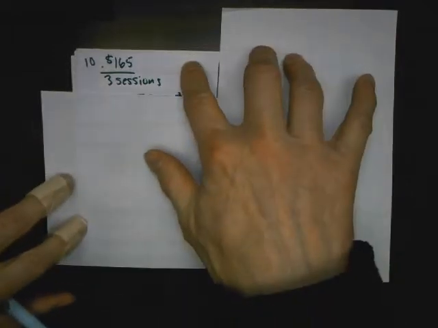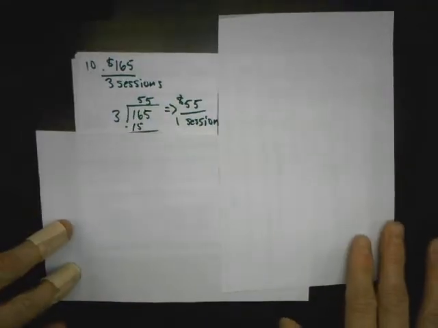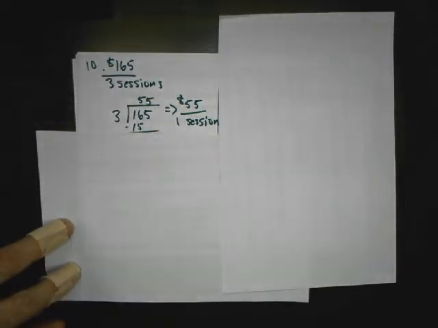So for 10, strength coach gets 165 for 3 sessions. Well, if we find the unit rate, remember it's always money on top, right? So we go 165 divided by 3. I divide those and I see it's $55 a session. That's how you get the unit rate. How much per each one, how much per one, you divide them.